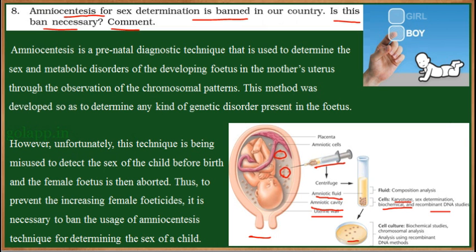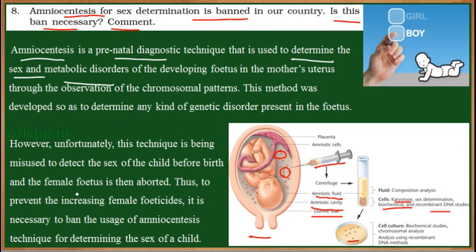Since amniocentesis reveals the number of chromosomes and their structure through karyotyping, the sex of the developing fetus can be determined. So whether the fetus is a boy or a girl can be determined with amniocentesis. It is a prenatal diagnostic technique used to determine the sex and the metabolic disorders of the developing fetus. And it is banned in our country because this technique has been misused by many people.